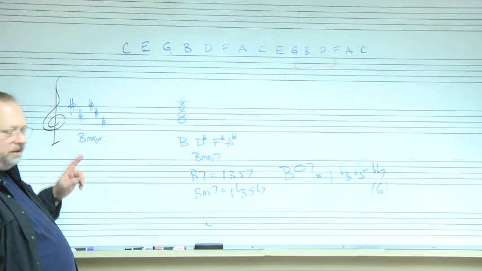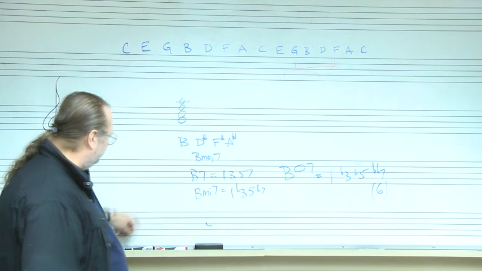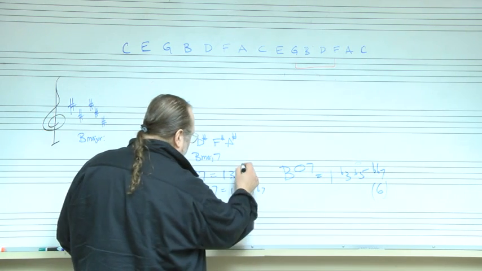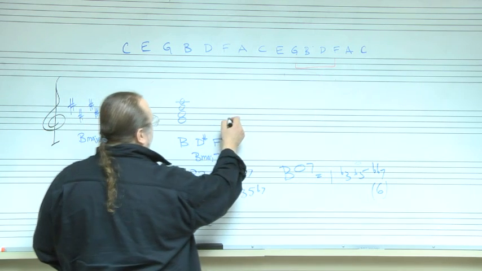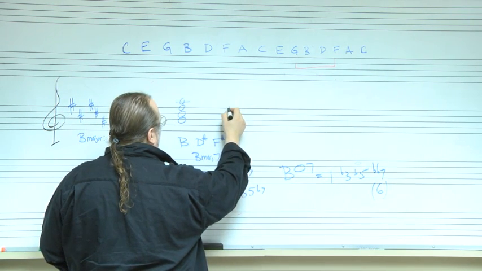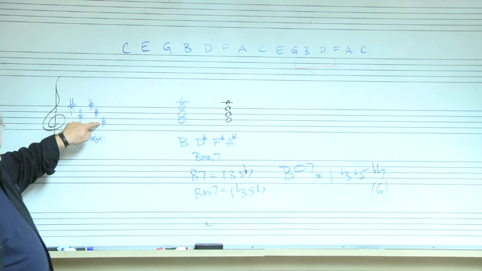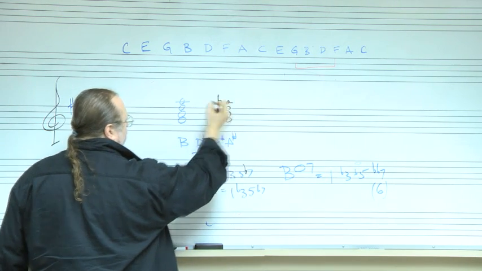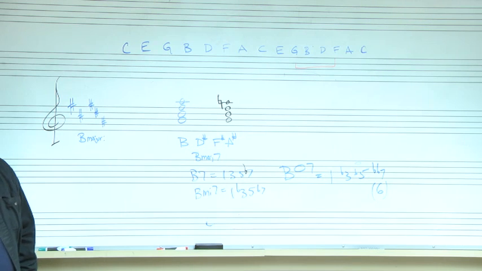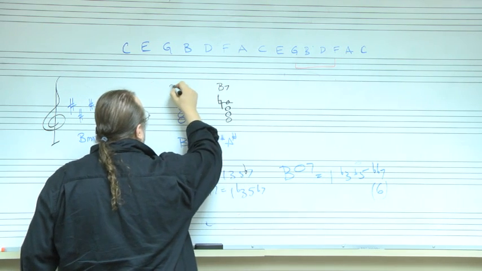All right, so B7 is 1, 3, 5, flat 7, right? So we got B, D, F. Now, it wouldn't be A flat because it's sharped. So it would be A natural. Is that what the natural thing is? Yeah. Okay. So that's your B7. Is he gonna test us on that? Did he go over that? Possibly. Yeah, probably.